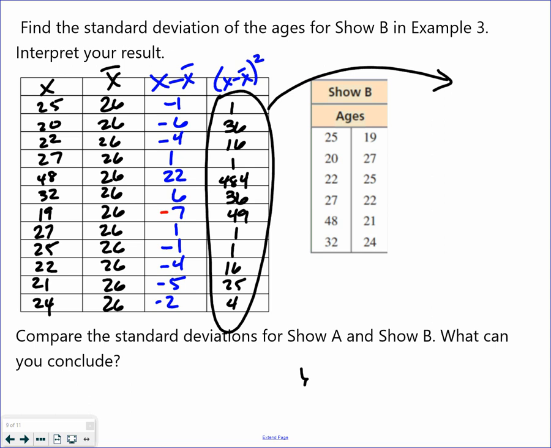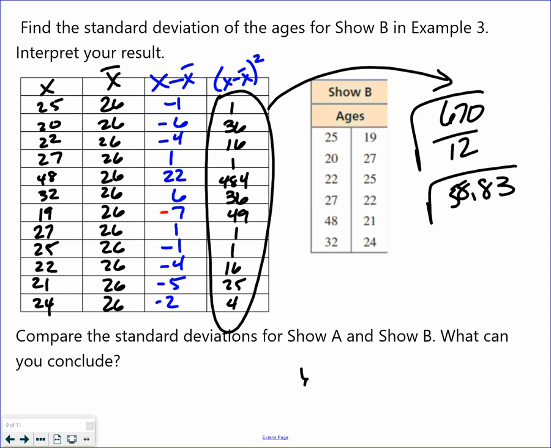So I'm going to take each number in the last column. Again, you may want to hit pause for a second, but add them all up, and then divide by how many numbers there are. When I added them all up, I got 670. Divided by 12 numbers, I got 55.833. And then I want the square root of that answer. So 7.47 is the standard deviation.